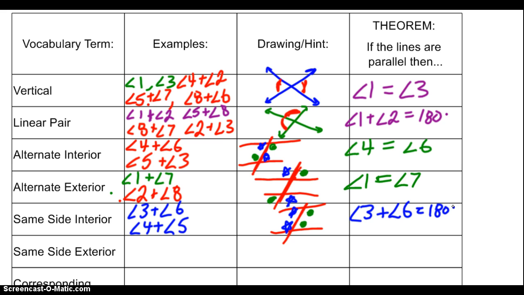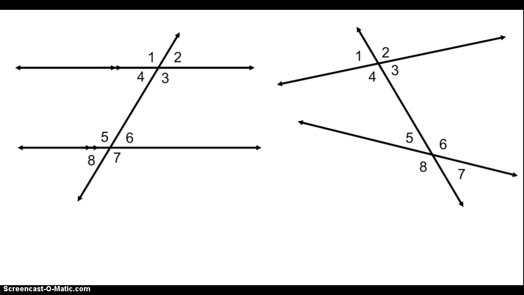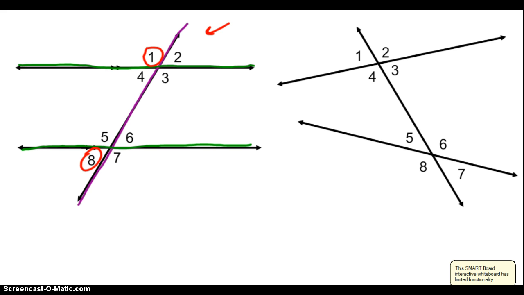That's it. Same side exterior angles are much the same. If you've got your transversal here, and you've got your two parallel lines, again, they're going to be on the same side of that purple transversal and on the exterior of those two green parallel lines. So 1 and 8 would be same side exterior. Can you find the other same side exterior?